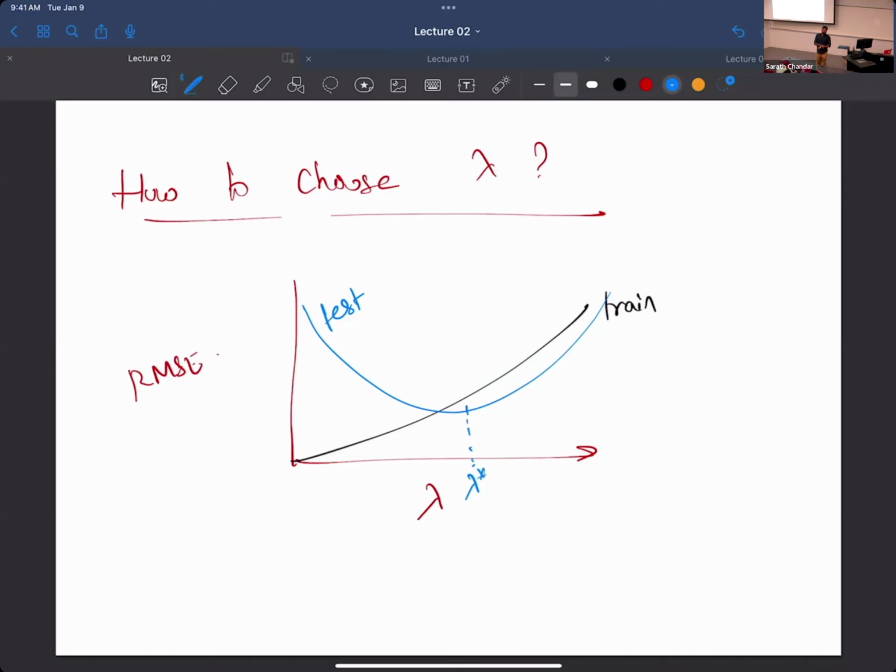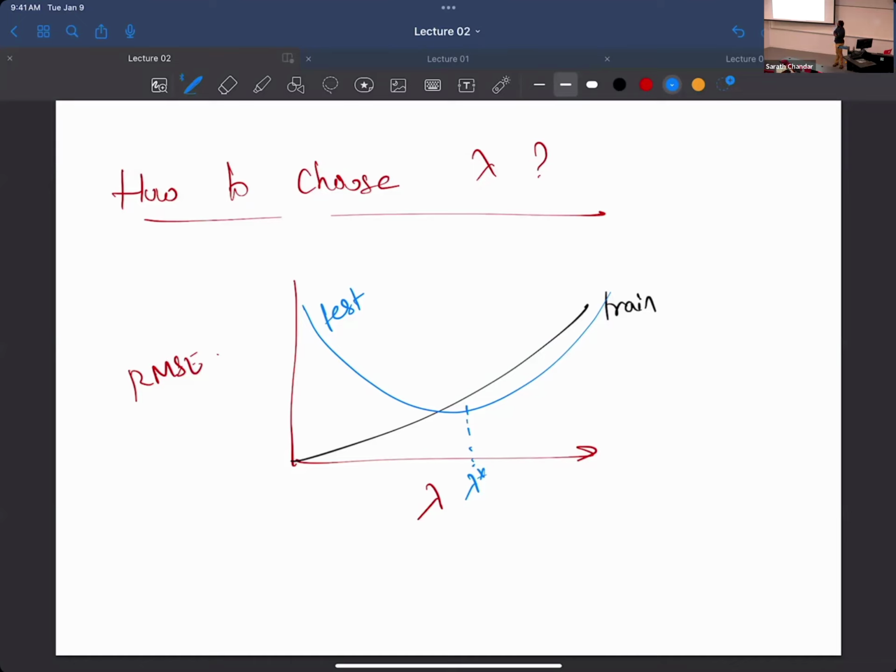What's the problem? Yeah, we cannot test anymore. Yes, we cannot use it. What was the purpose of the test set? The purpose of the test set was actually to test the model. It was a proxy for real life generalization, right? So I'm actually picking the best lambda based on the test set, which means the test set is not a test set anymore, right? So it is a bad idea to pick lambda based on the test error.